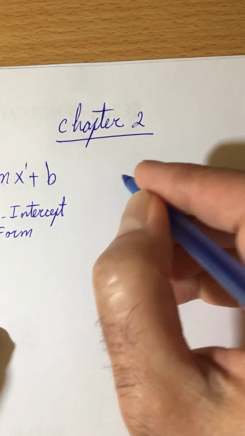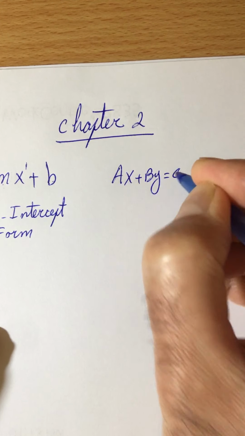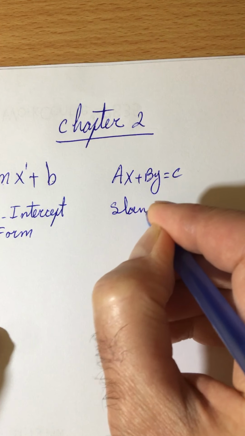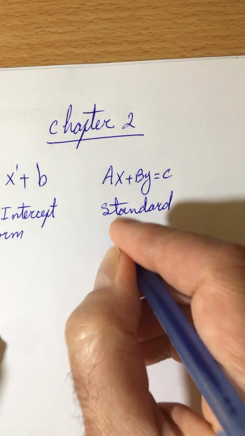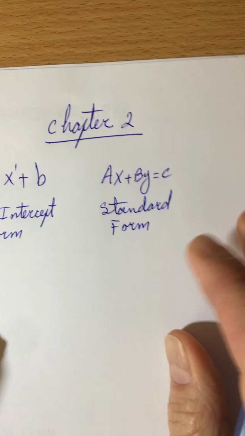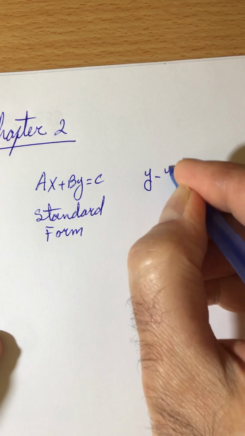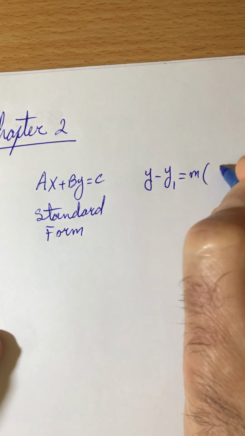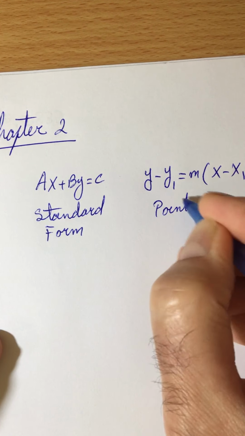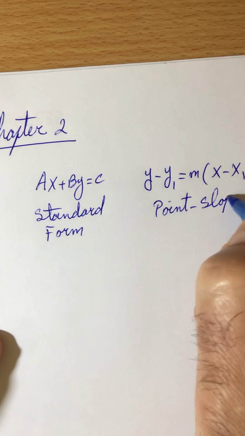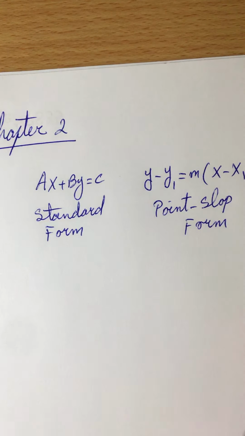The other form that we talk about is this form, which is called the standard form. I hope everybody can read my beautiful handwriting, which we don't see that often, but sometimes you will see it. And the last one is this, which is called point slope form. So these are three forms of writing linear equations.